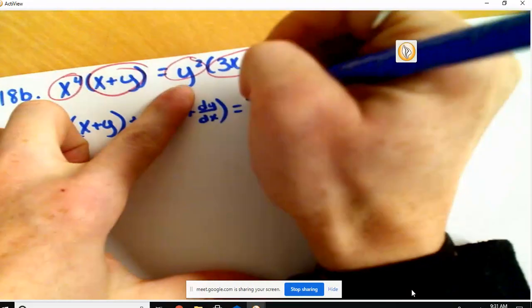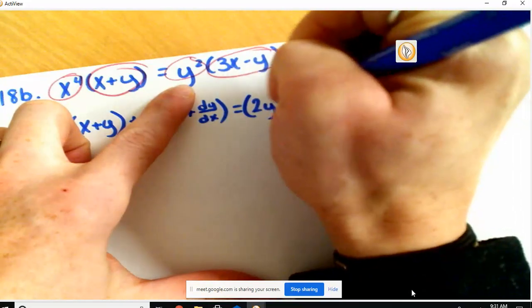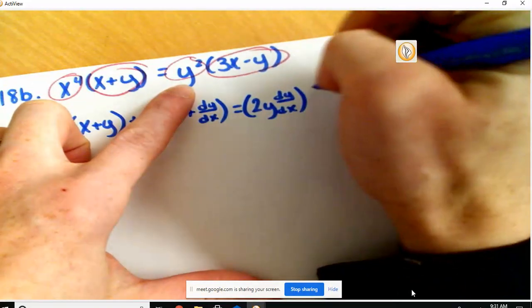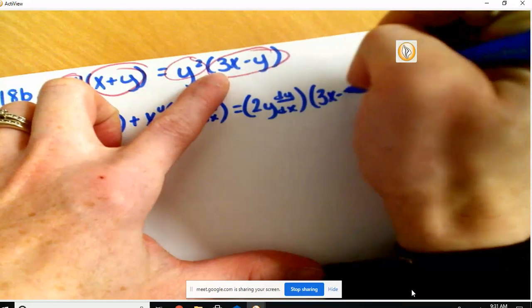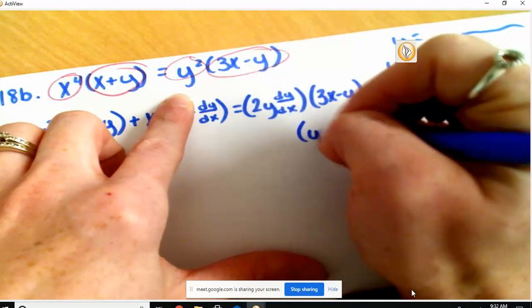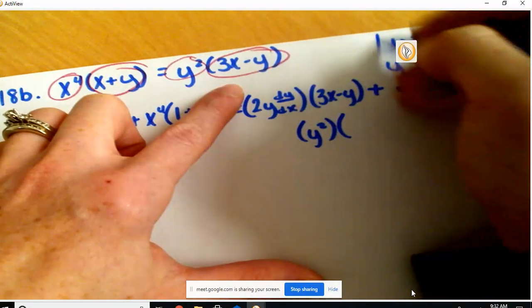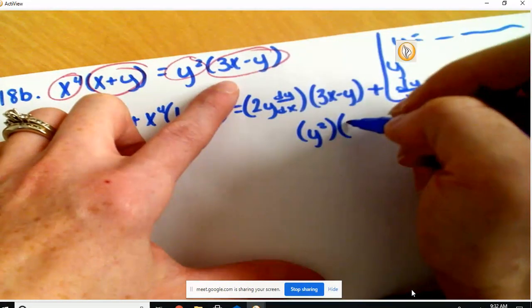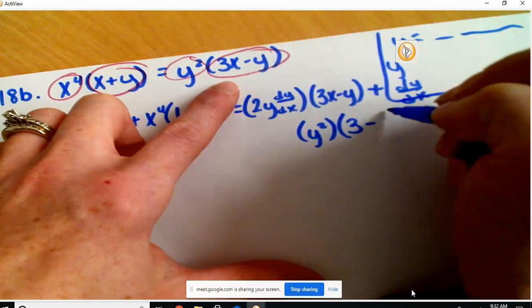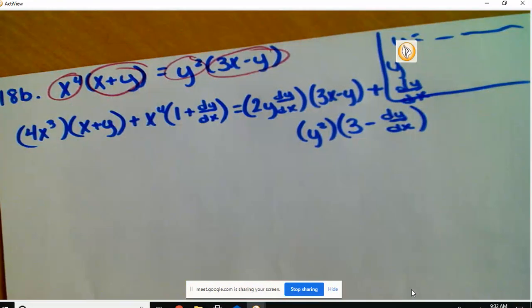So derivative of y squared would be a 2y, but I did the derivative of a y, so it gets a dy/dx, times the second, plus the first, so that's my y squared, derivative of the second. So derivative of 3x would be 3, minus derivative of y is dy/dx.